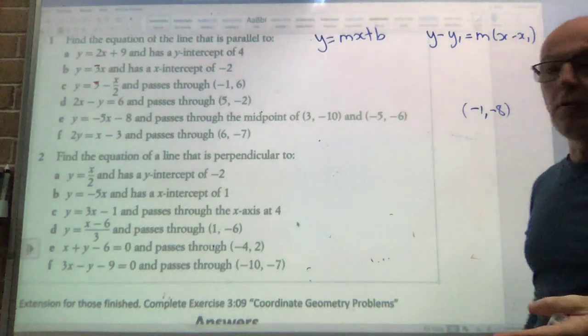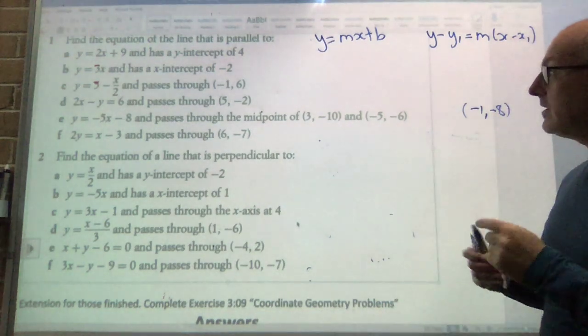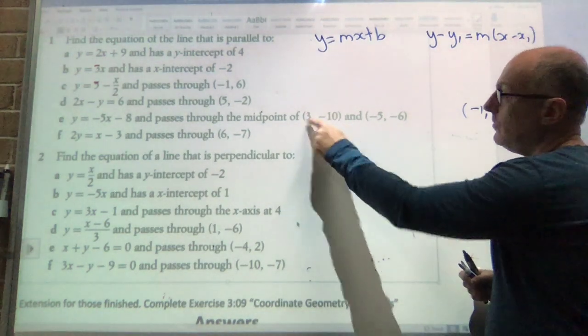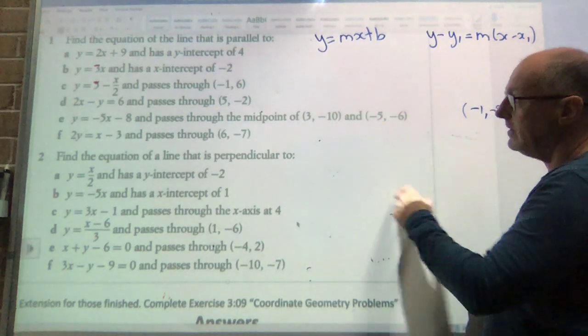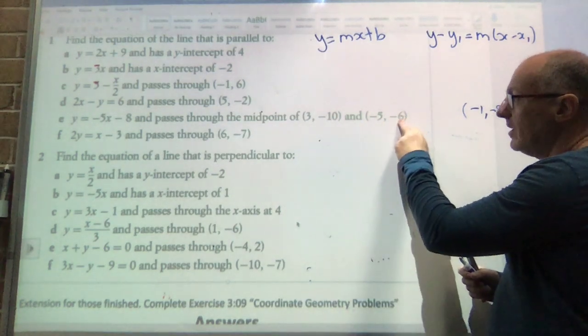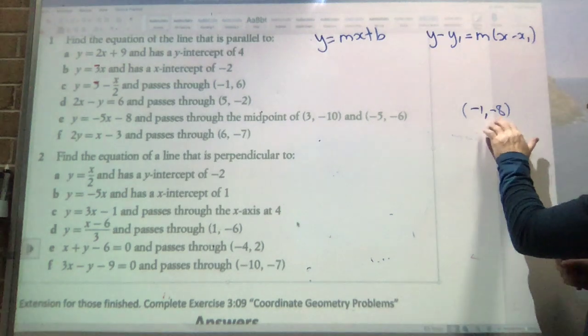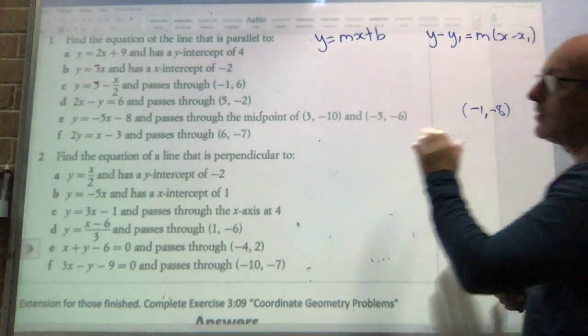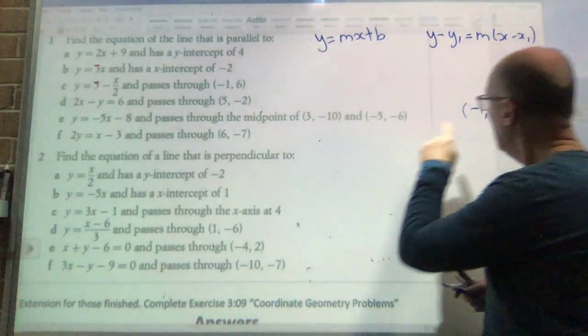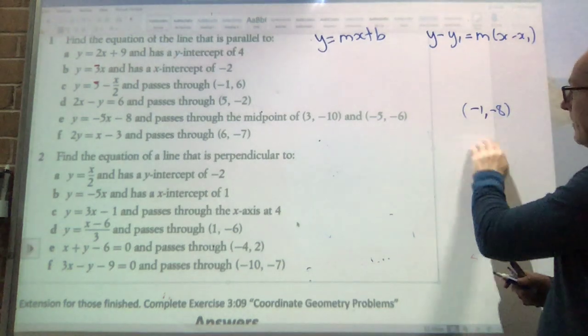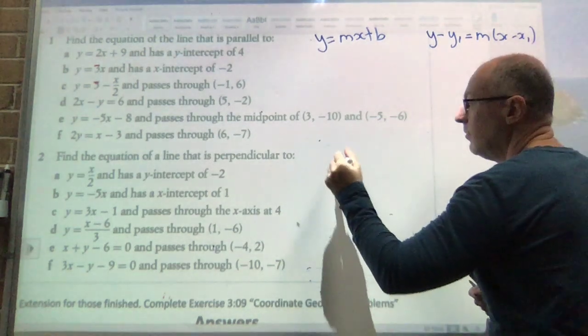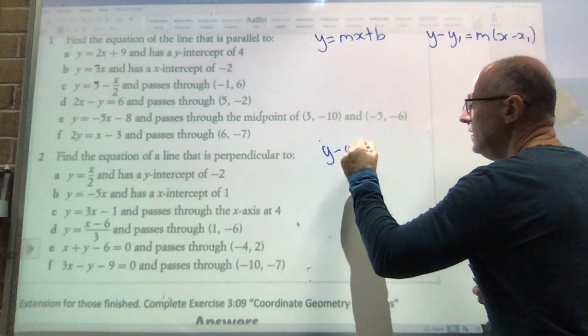We do have a formula for this, but if you wanted to do it on the calculator, you'd say 3 plus minus 5 and halve it, minus 10 plus minus 6 and halve it, and that's the coordinate. So we now know that the gradient is minus 5 and the coordinate they're talking about is there. So we're going to use the formula again.